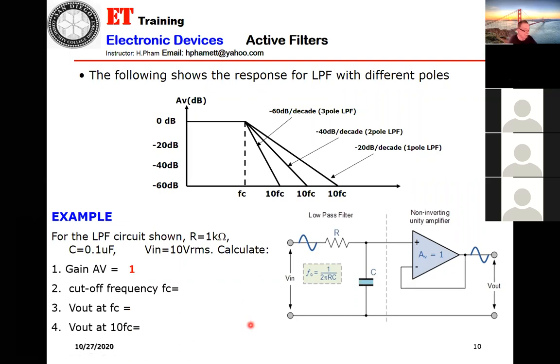Now they want the cutoff frequency. Who has the answer? Cutoff frequency FC equals 1 over 2 pi RC. At least you have to do the calculation. Make sure you get the right unit.